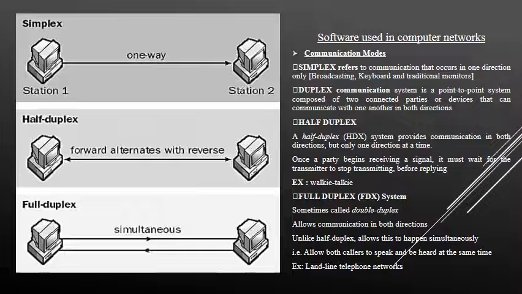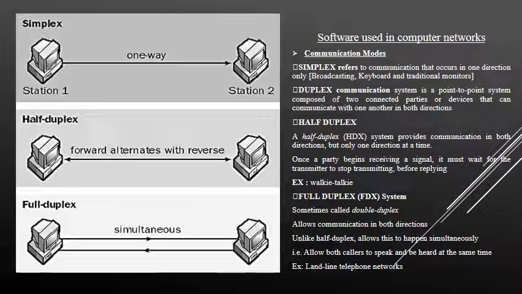Software used in computer networks. Communication modes. Simplex refers to communication that occurs in one direction only, like broadcasting, keyboard, and traditional monitors. Duplex communication system is a point-to-point system composed of two connected parties or devices that can communicate with one another in both directions. Half-duplex system provides communication in both directions, but only one direction at a time.